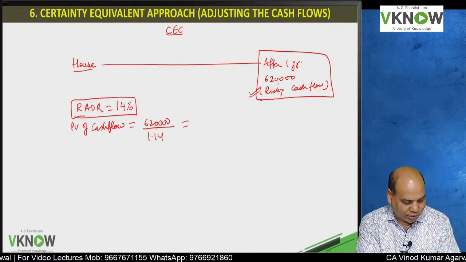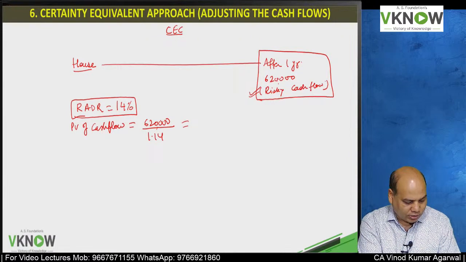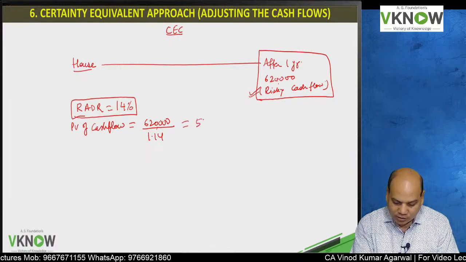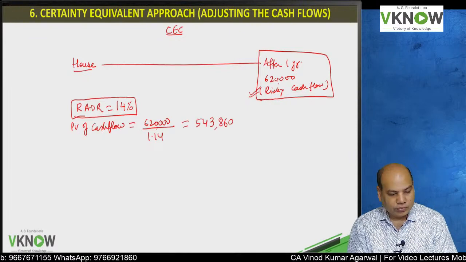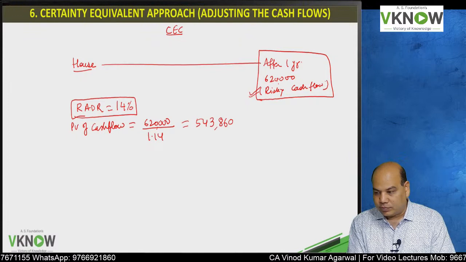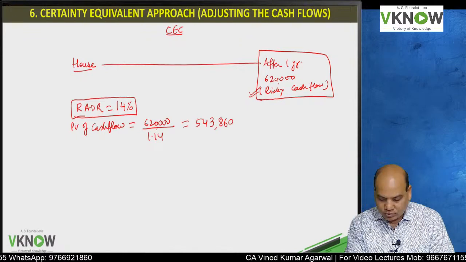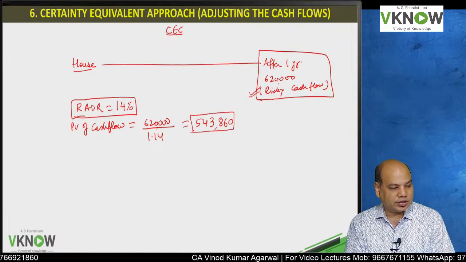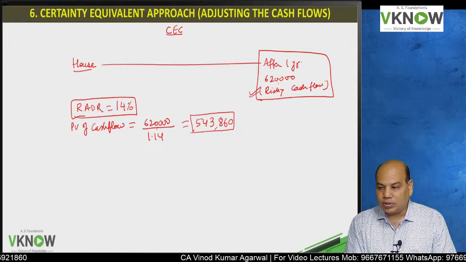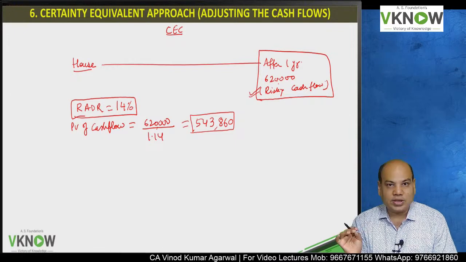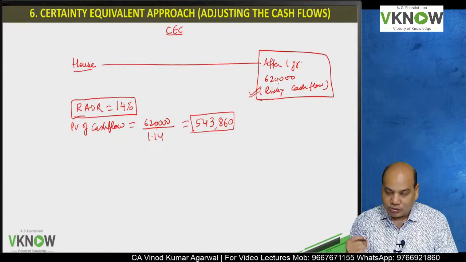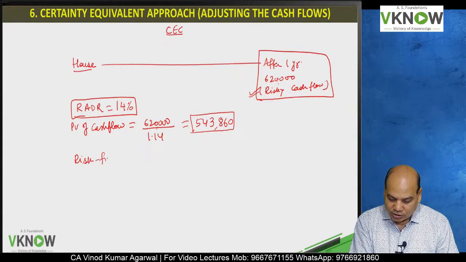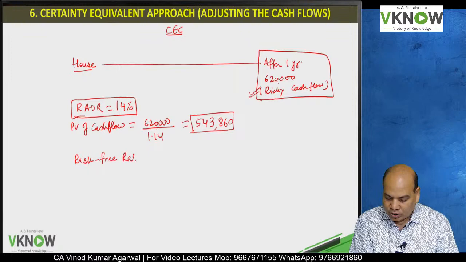So can you do the calculation and give me the answer? This comes to approximately 5,43,860, plus minus 1 rupee is okay. So present value of this house is 5,43,860. My friend tells me he is willing to purchase the house, is going to give me the guarantee, and how much amount should I charge him? Should I charge him the same amount, 6,20,000, or should I charge him a lower amount?